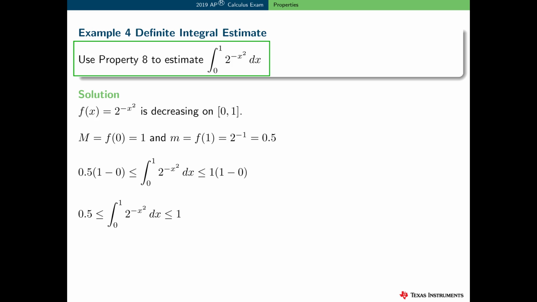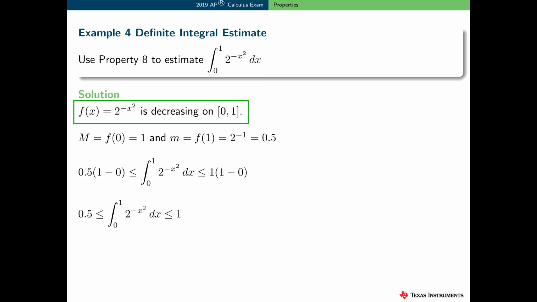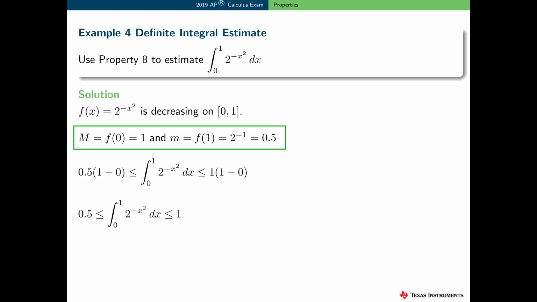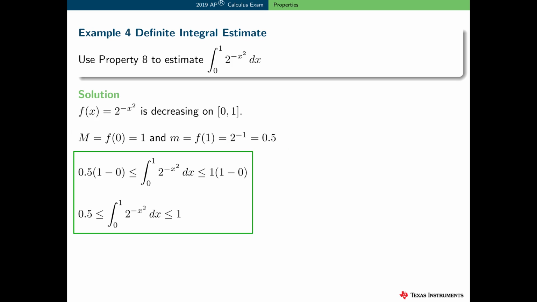Here's one more example that makes use of these comparison properties. Use property 8 to estimate this definite integral. Now, I claim that f of x equals 2 to the minus x squared is decreasing on the interval 0 to 1. You might have to think a little bit about how to justify this. If that's true, then the absolute maximum value of f over the closed interval 0 to 1 is at the left endpoint, and the absolute minimum value is at the right endpoint. So I can use property 8 and a little simplification, and I can bound this definite integral between 0.5 and 1.